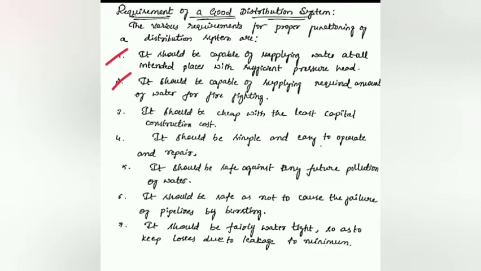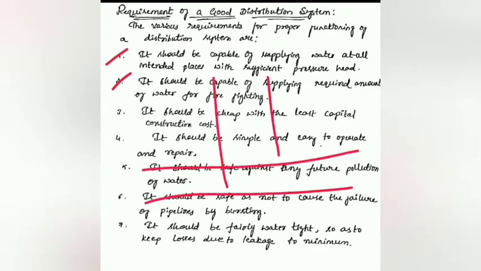Second point, it should be capable of supplying the required amount of water for firefighting. As we said about fire hydrants, generally they will be connected to the water supply main lines. So in case of fire hazards, the water main line should be capable of supplying a sufficient amount of water for taking care of fire accidents.